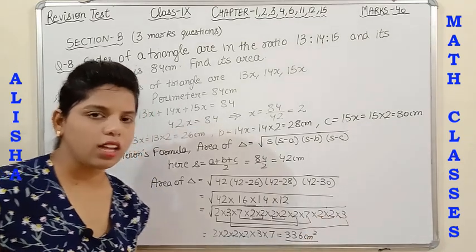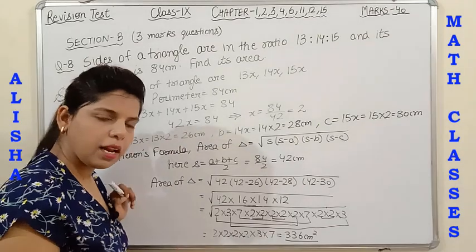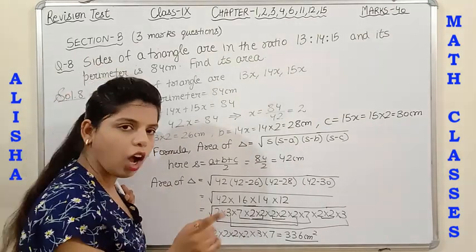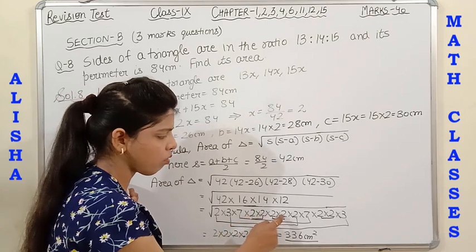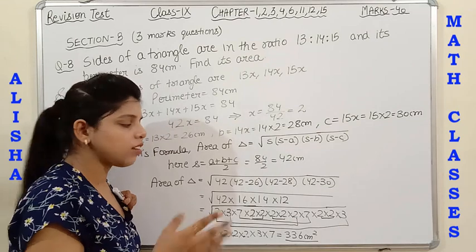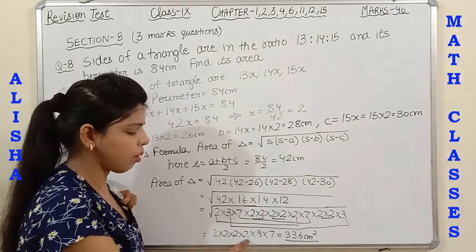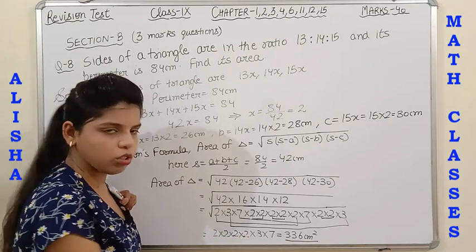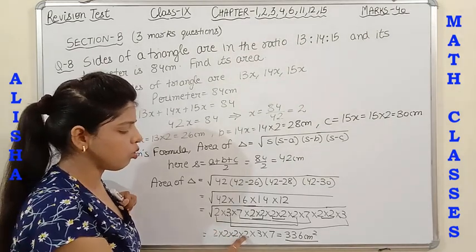Now what is the thing that you have to do? You have to make pairs of 2, 2. So it is very simple. I am telling you a very shortcut trick. Just count how many 2s are there in the square root. 1, 2, 3, 4, 5, 6, 7, 8. There are 8 twos. That means out of the square root it will come in half. That is 4 twos will come out. So you will write down 2 four times, 2 into 2 into 2 into 2.